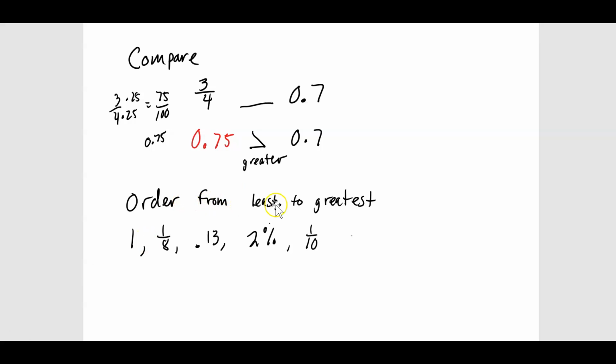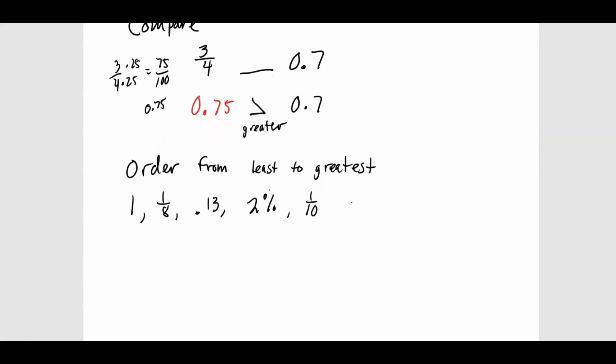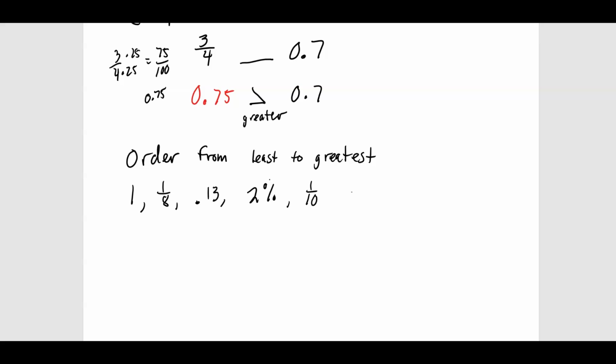And now also order them from least to greatest. Again, easiest thing to do is convert these all to the same unit, decimals, percents, or fractions. I like working with decimals, so 1 is really going to be 1.00, because that's a whole. 1/8 I've just memorized as 0.125. If I haven't, I'm going to need to do that division. 0.13 stays exactly the same. 2% becomes 0.02, and 1/10 becomes 0.1 or 0.10.